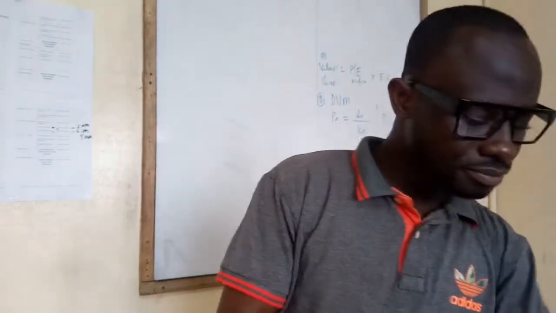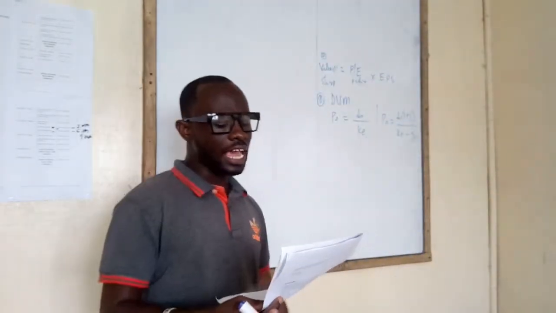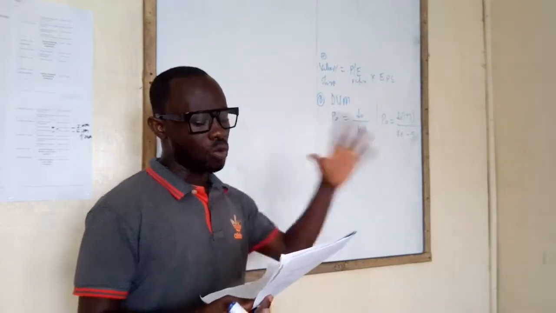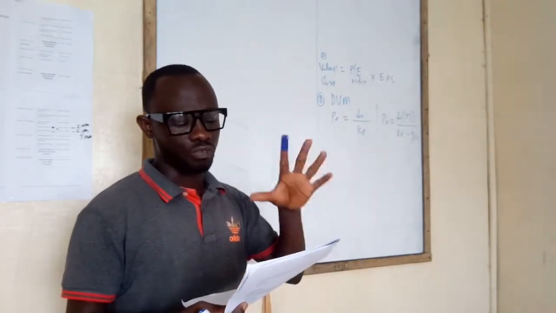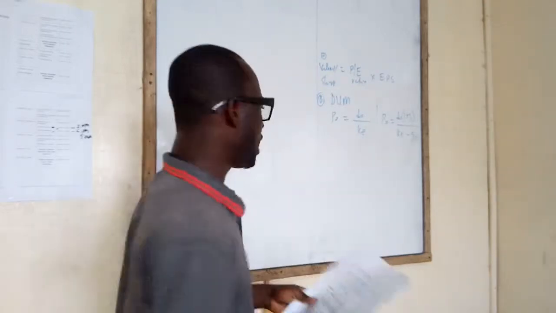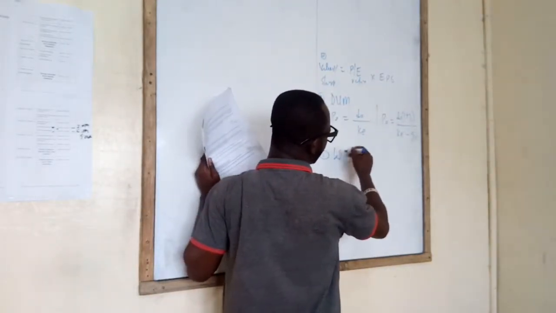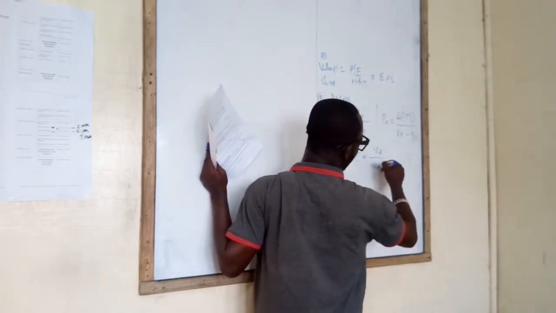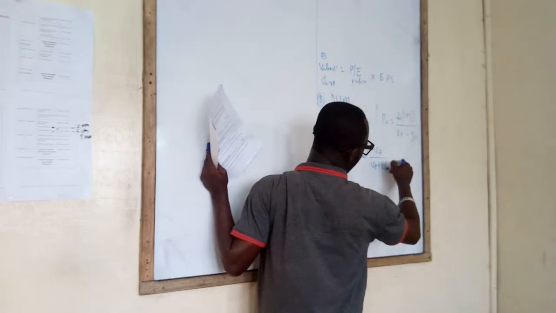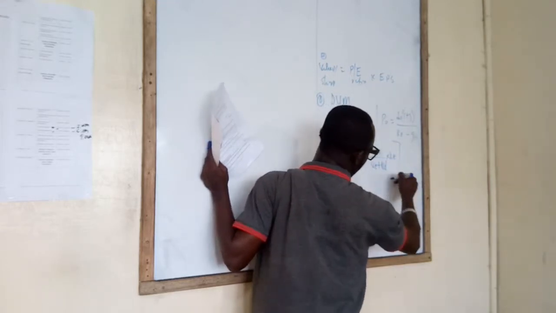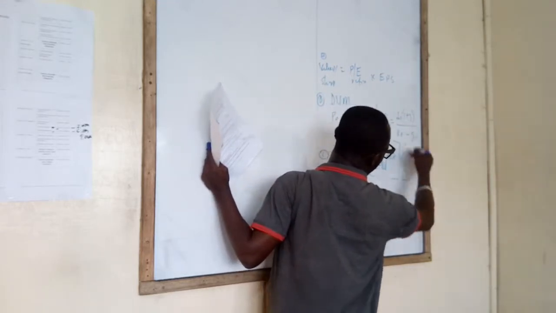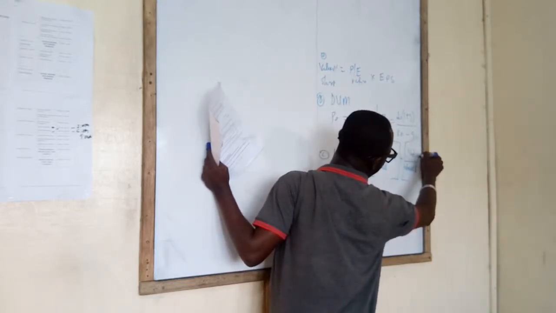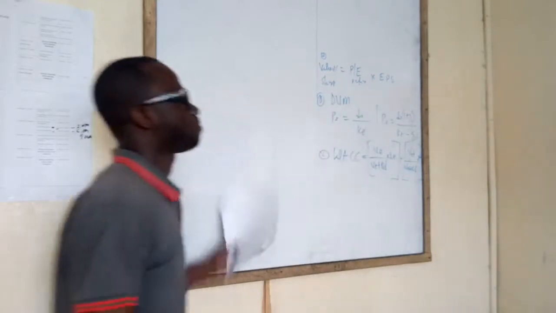Then C says, calculate the current WACC, the weighted average after tax cost of capital of COINCO, following what? The debt equity. So, in C, we are going to be calculating WACC. And you know WACC is what? VE over VE plus VD times Ke, plus VD over VE plus VD times what? Kd.